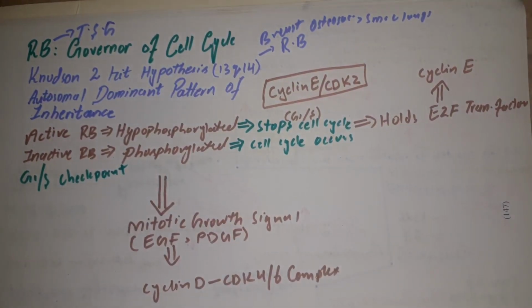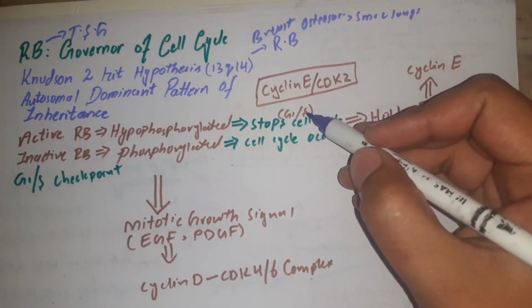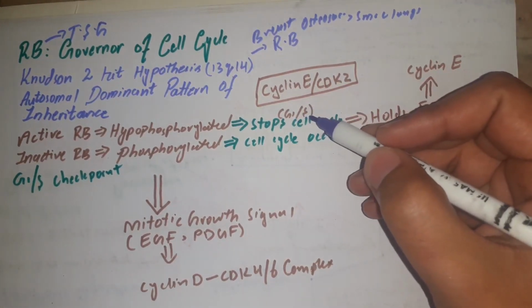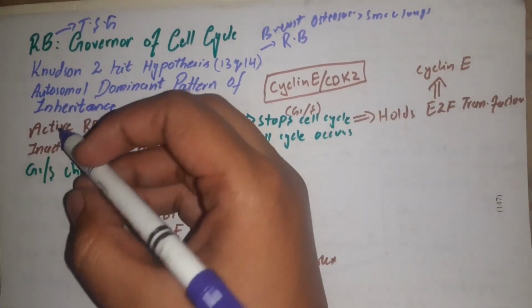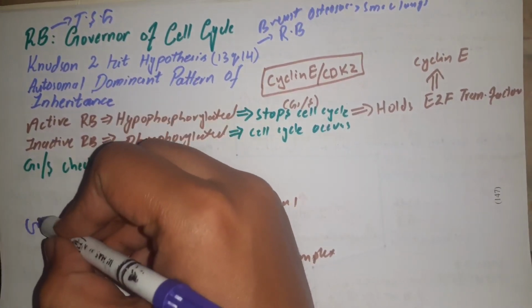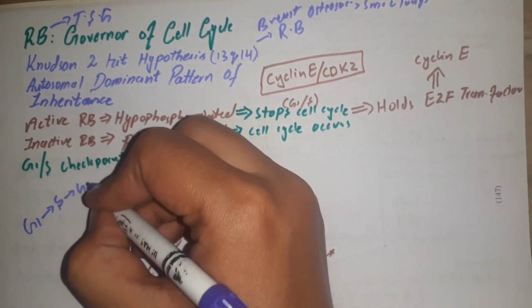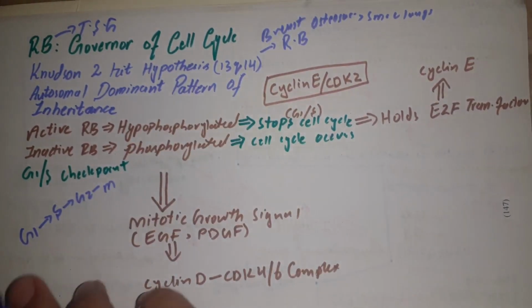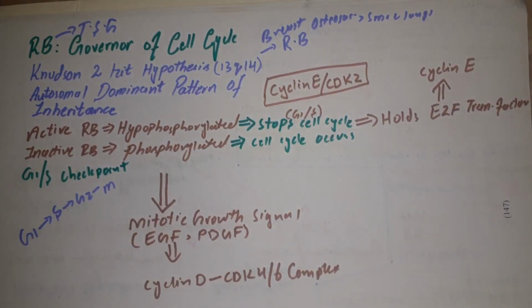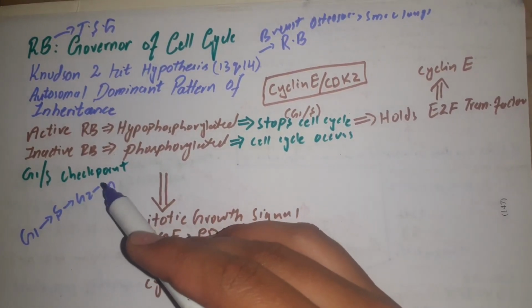And how does it stop the cell cycle? It stops the cell cycle at the G1/S checkpoint. This G1/S checkpoint is a very important checkpoint of the cell. We know that the cell cycle proceeds through the G1 phase, then S phase, then G2 phase, and then comes the mitotic phase. Okay, so this G1 to S transition is very important, because when the cell enters the S phase, it is committed to divide.